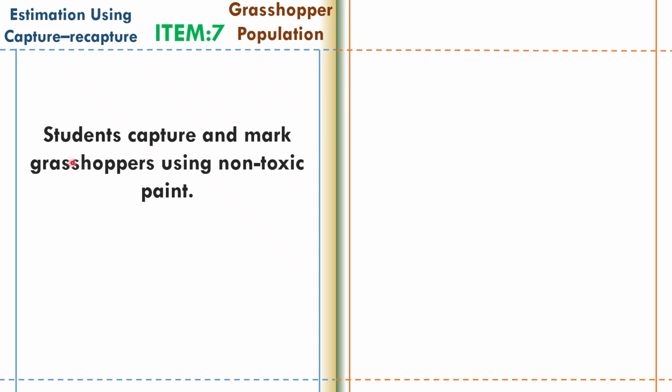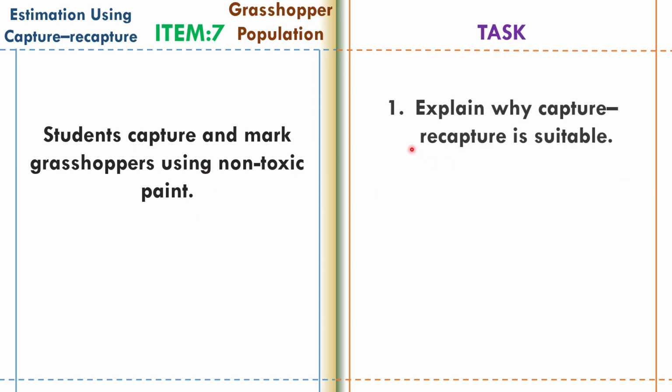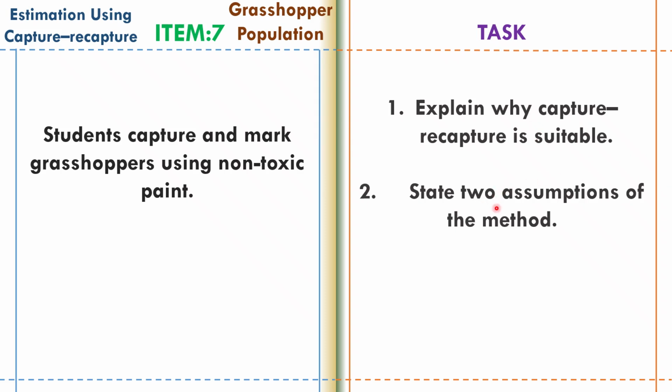Estimation using capture-recapture, item 7. Let's now look at the grasshopper population. Students capture and mark grasshoppers using non-toxic paint. Task: explain why capture-recapture is suitable. State 2 assumptions of the method.